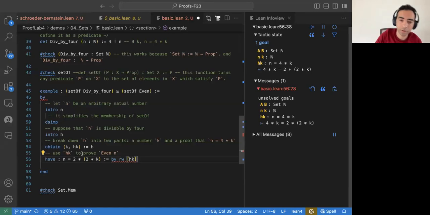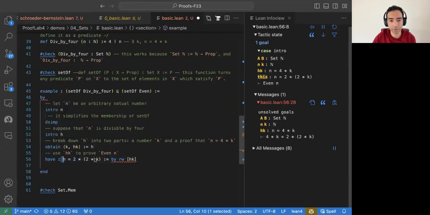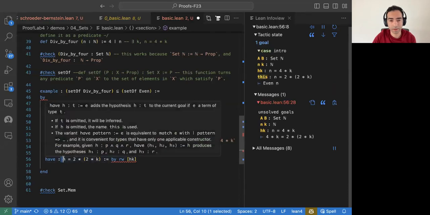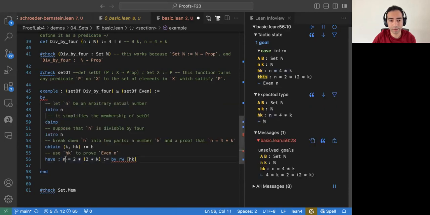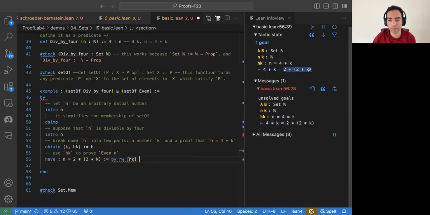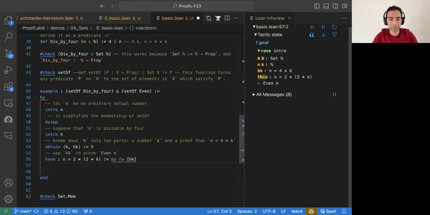Yeah, because if you rewrite hk, that means I'm going to substitute. So I want to prove this, right? That n is 2 times k. Well, if I do rewrite hk, that's going to replace n in here by 4k. So you get such a goal that 4k is equal to that, right? So therefore you need to do a little bit more.